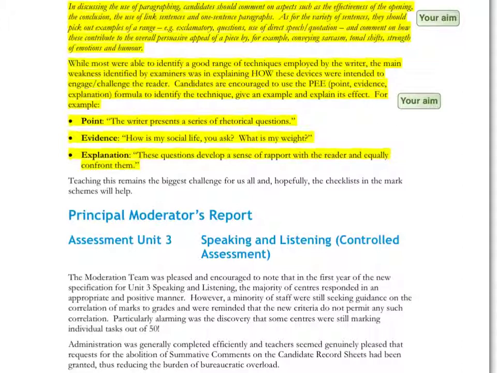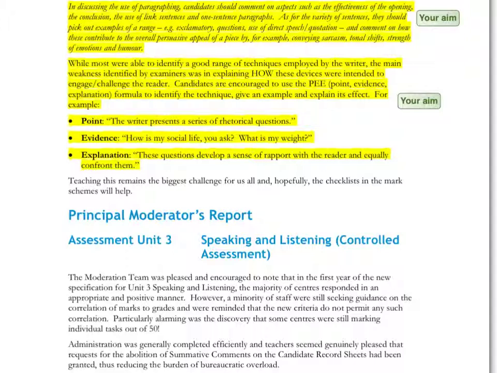The examiners do recommend here that you use PEE as always. So for example, your point: the writer presents a series of rhetorical questions. Evidence from the passage: How is my social life, you ask? What is my weight? And then explain. This is your important bit, your explanation. These questions develop a sense of rapport with the reader and equally confront them. So don't forget your explanation as well.